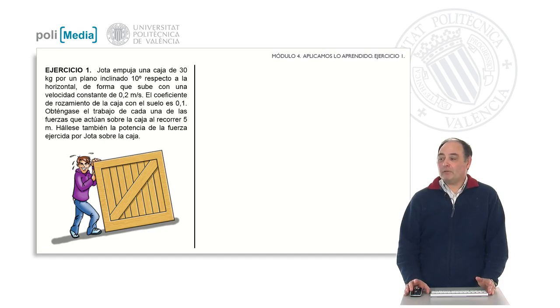In the first exercise we have Jota pushing a 30 kilogram box up a plane inclined 10 degrees with respect to the horizontal, so that it rises with a constant velocity of 0.2 meters per second. That is to say, the force that is applied is strictly the necessary one so that it stays in rectilinear and uniform movement. The coefficient of friction with the ground is 0.1, and what is asked is to obtain the work of each of the forces acting on the box to travel 5 meters.